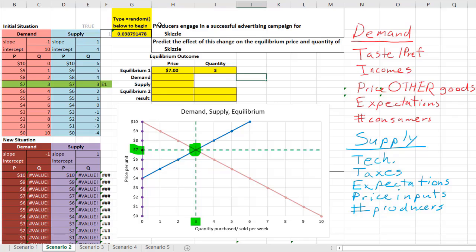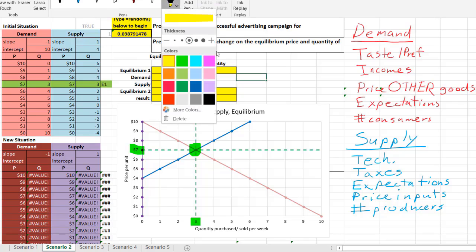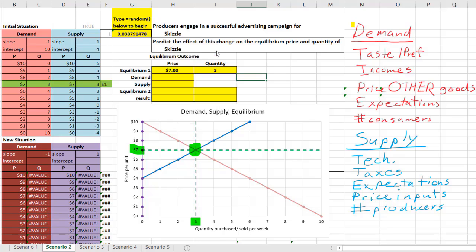Okay, now we can think about the scenario. Producers engage in a successful advertising campaign for Skizzle. Predict the effect of this change on the equilibrium price and quantity of Skizzle. So, advertising. Does that affect consumption? Does that affect consumers on the demand curve, or does that affect producers on the supply curve? Let's think about it, right? What would that involve? Would that involve tastes and preferences, incomes, price of other goods? Not price of other goods, right? Expectations, it doesn't really say anything about the future there. Number of consumers, right?